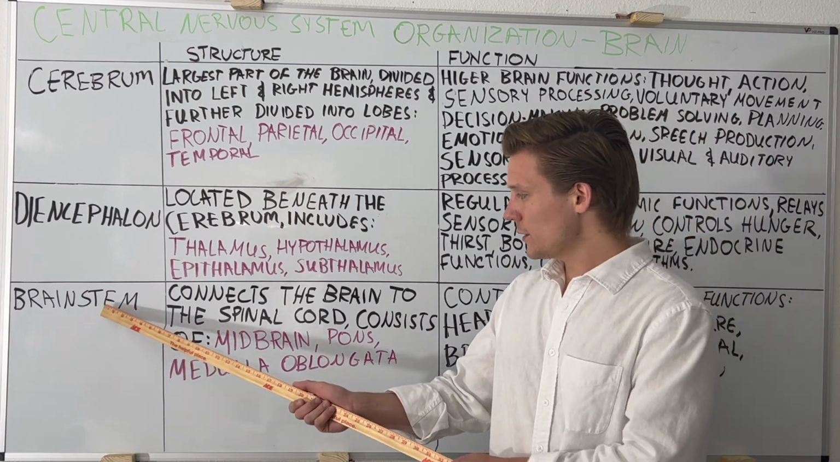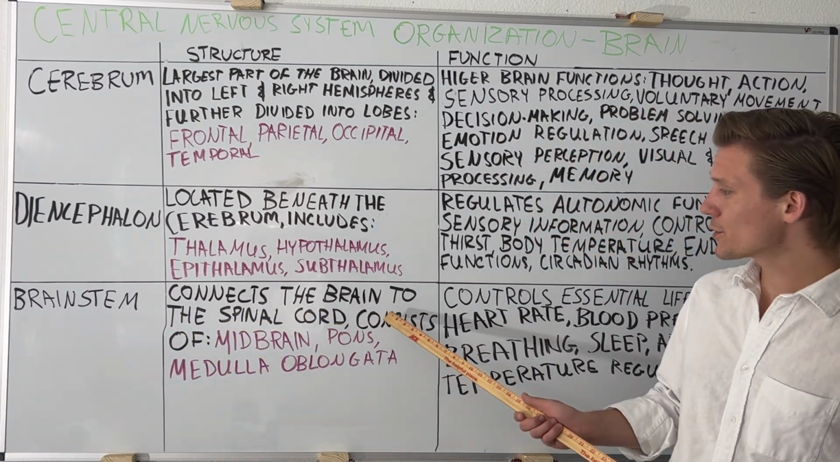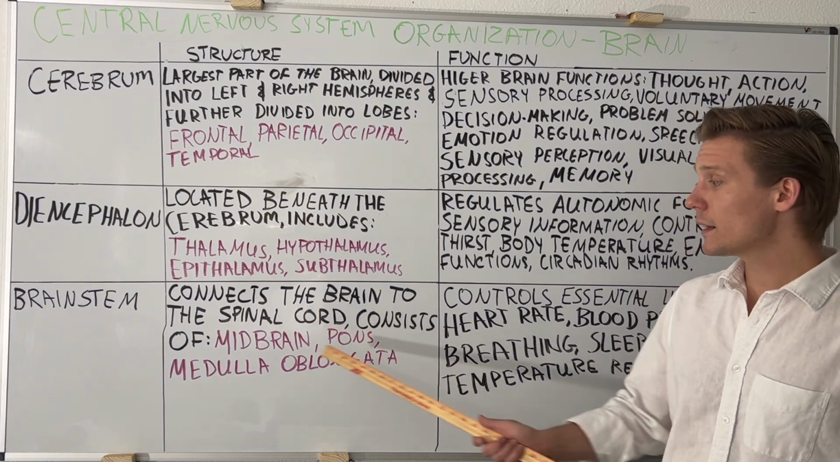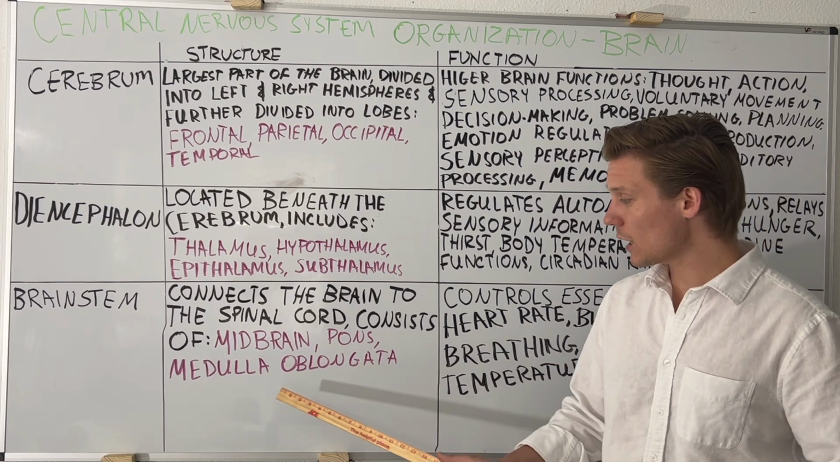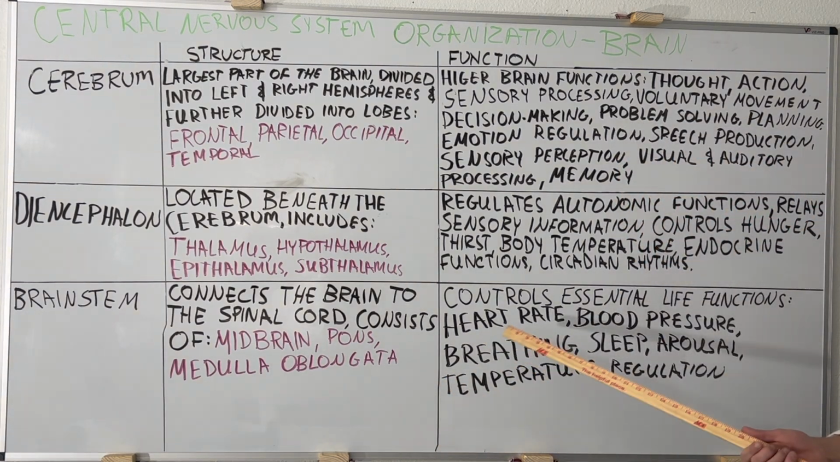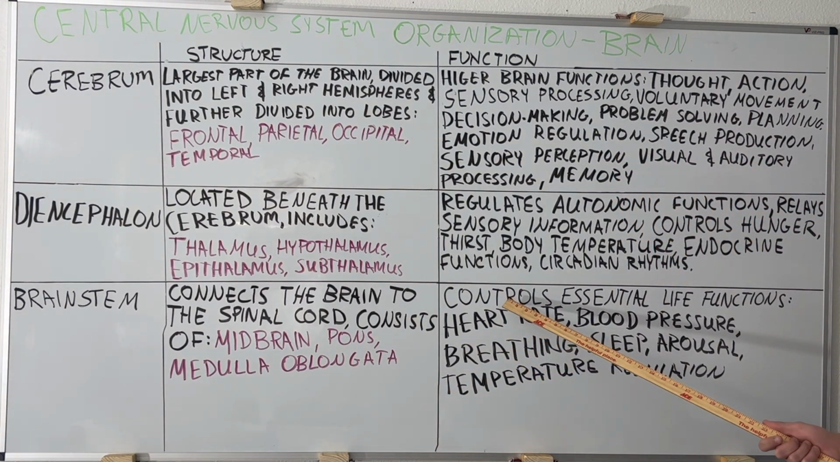Then we have the brainstem, which is what connects the brain to the spinal cord, and it consists of the midbrain, pons, and medulla oblongata. And its associated function includes controlling essential life functions such as heart rate, blood pressure, breathing, sleep, arousal, and temperature regulation.